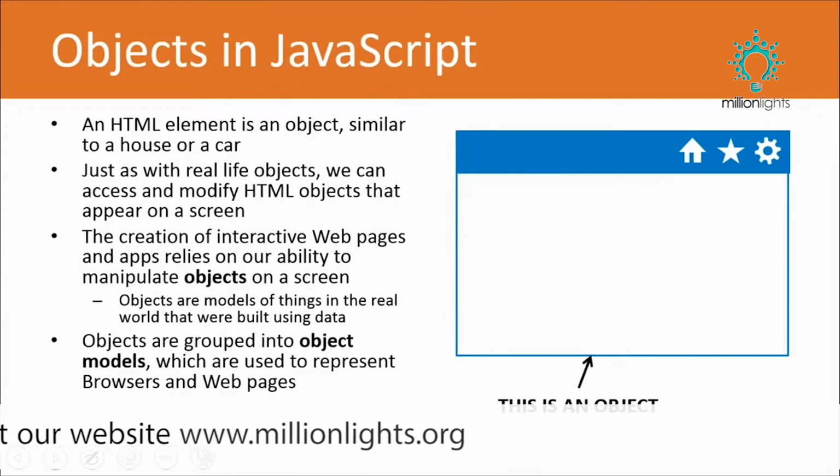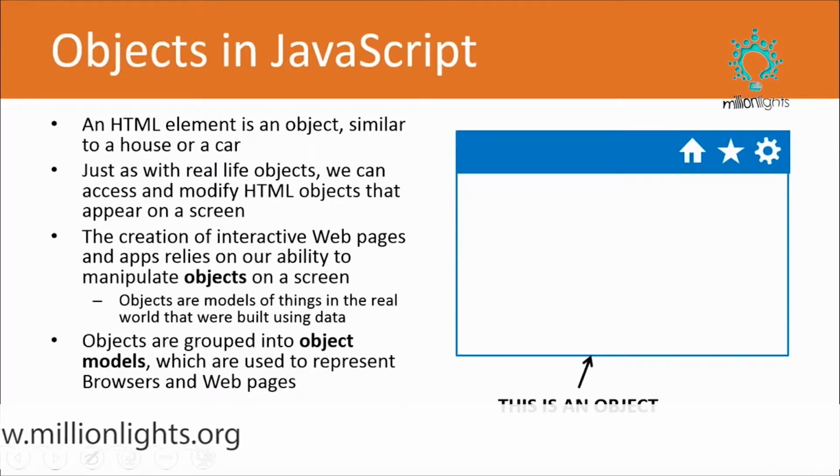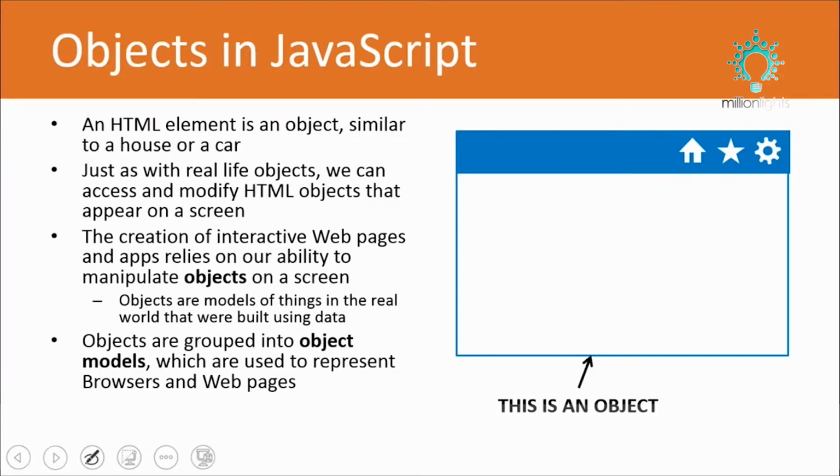JavaScript relies entirely on objects, okay? And HTML elements are objects, right? Just like houses and cars in real life. Kind of crazy to think about that. Every time I say it out loud, it just sort of throws me off a little bit. But just as with real life objects, we can modify HTML objects and the way that they appear on the screen or the way that they act and function.